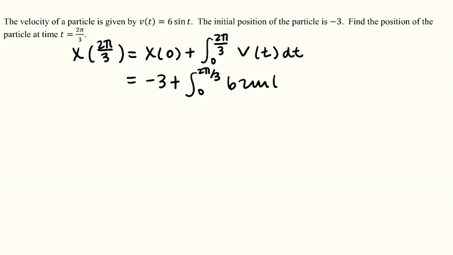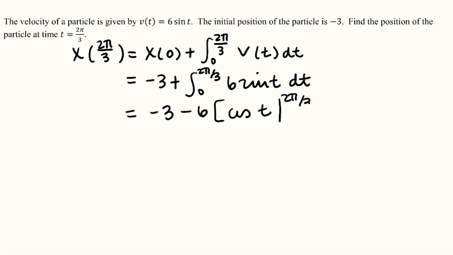Okay, so 6. And so this is going to be -6 cosine of t as t runs from 0 to 2 pi over 3. Okay, cosine of 2 pi over 3 is -half. Yeah, it's not very far over. And cosine of 0 is 1.